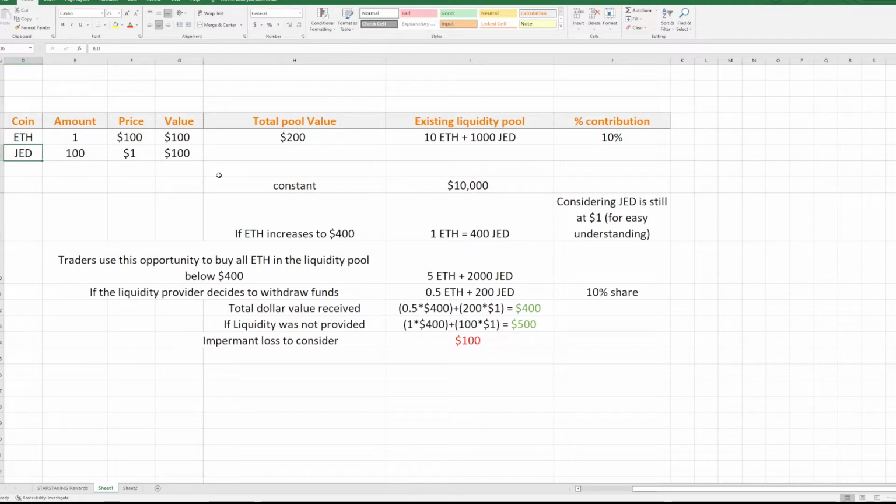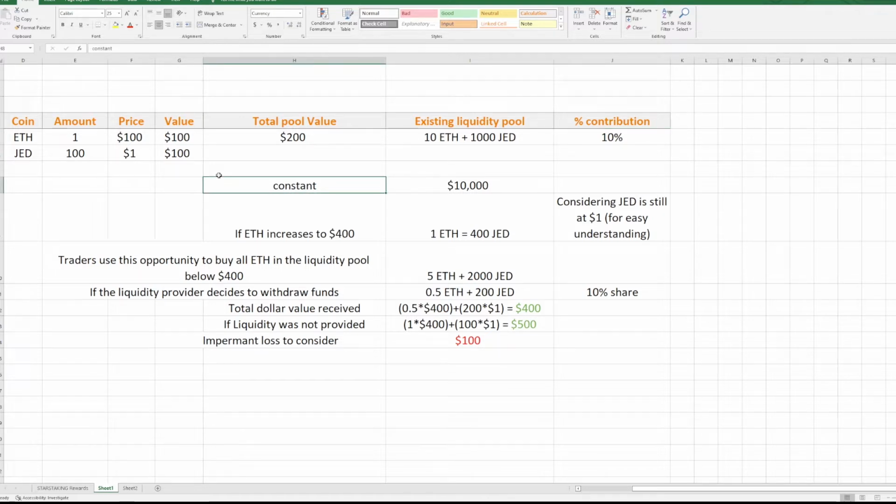So let's assume you have one ETH and 100 JET tokens that you want to provide for liquidity. And for simple calculation purposes, let's assume that ETH is at $100 and JET is at $1. Now, the value of your actual investment would be 100 and 100. That's a total of $200. So now that you're putting $200 into the liquidity pool, assume that the total liquidity pool that is already existing has 10 ETH and 1,000 JET tokens. Now, since you're putting in 1 ETH and 100 tokens, your contribution would be 10% of the entire liquidity pool.